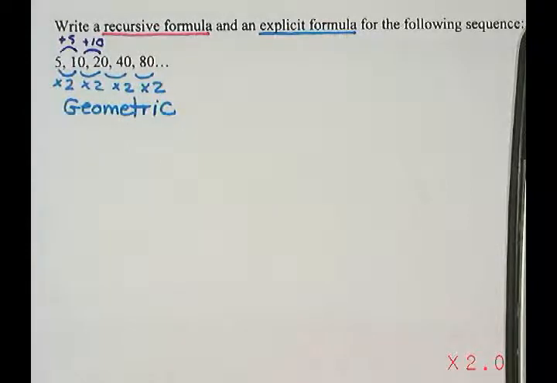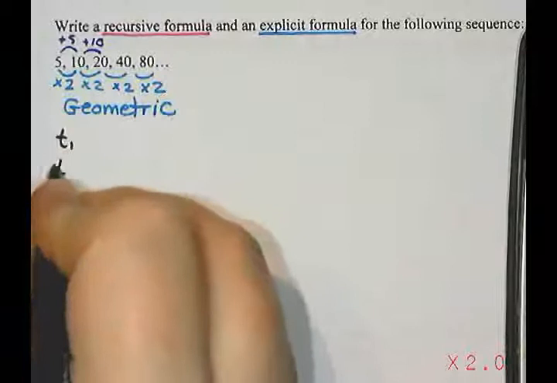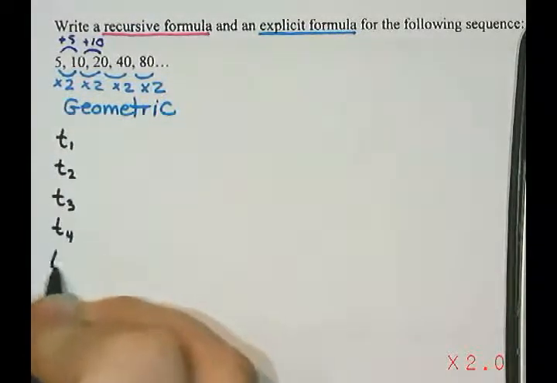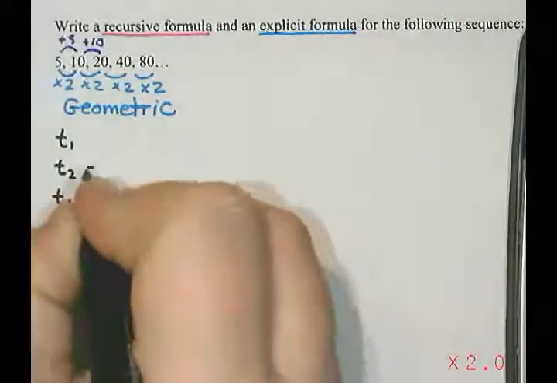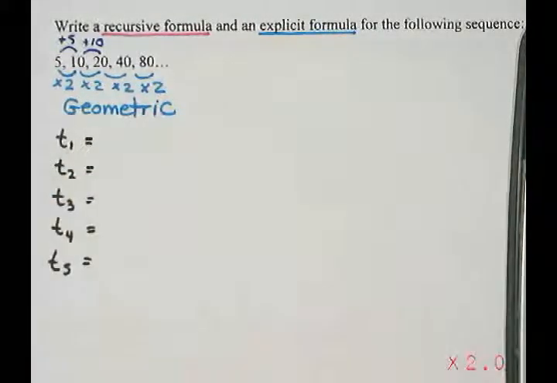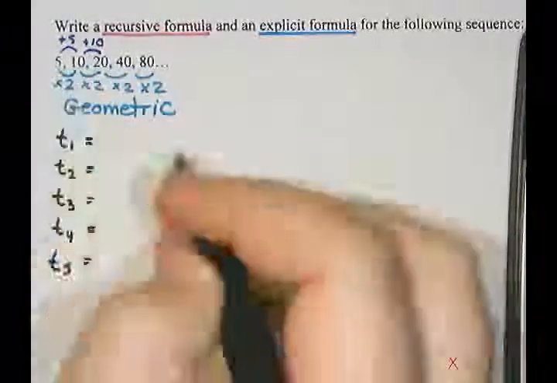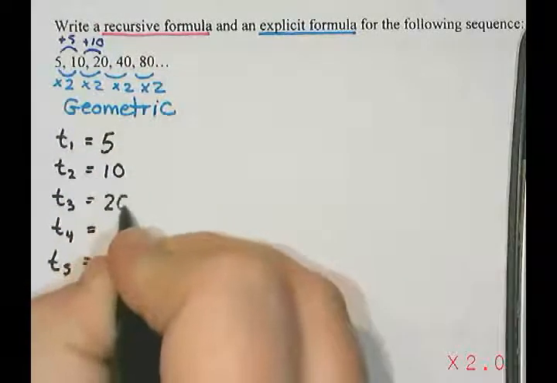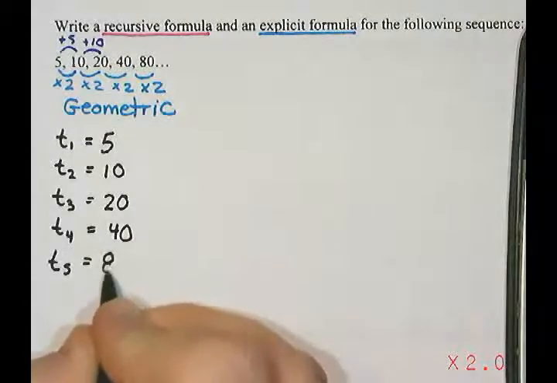I'm going to start by just listing my terms, and I'm going to call them term 1, term 2, term 3, term 4, and term 5. Now we followed a very similar process when we did this for the arithmetic sequences. We're going to do something very similar for the geometric. So I'm just going to list that term 1 is 5, term 2 is 10, term 3 is 20, term 4 is 40, and term 5 is 80.